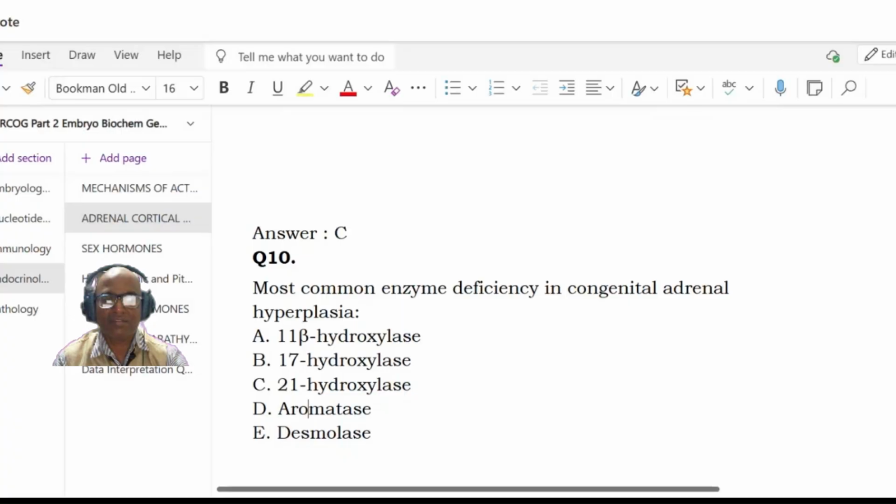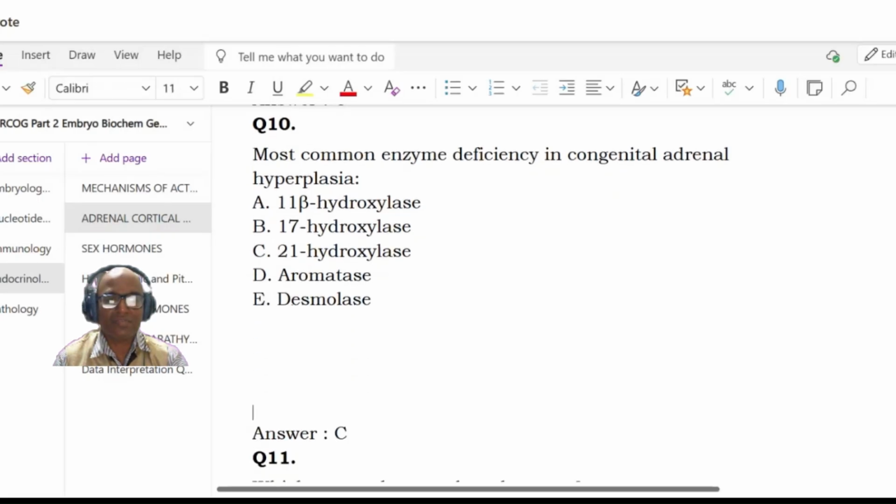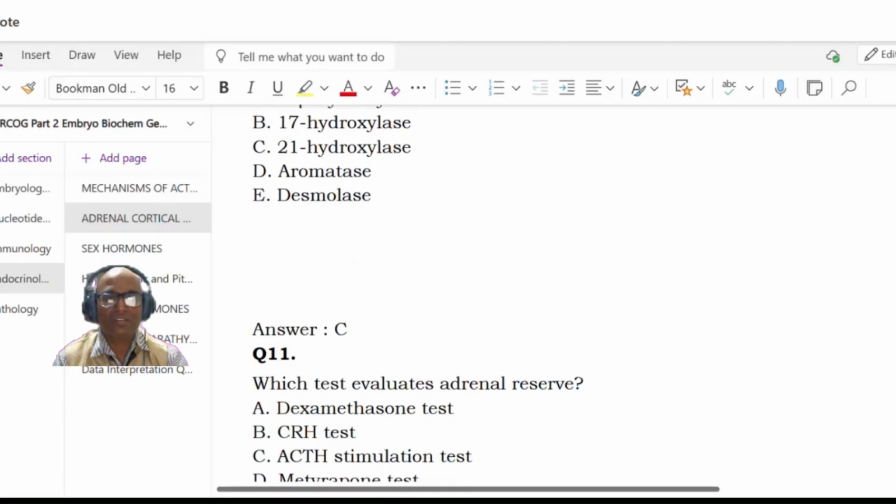Most common enzyme deficiency in congenital adrenal hyperplasia is 17 hydroxylase, sir? Is it? Congenital adrenal hyperplasia, 17 hydroxylase. So it is 21 hydroxylase, not 17 hydroxylase.